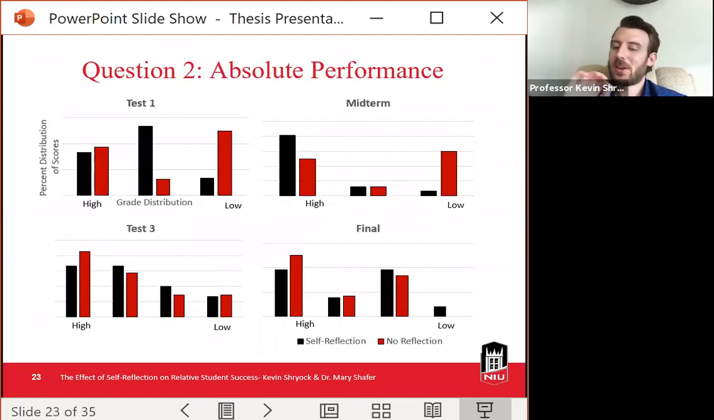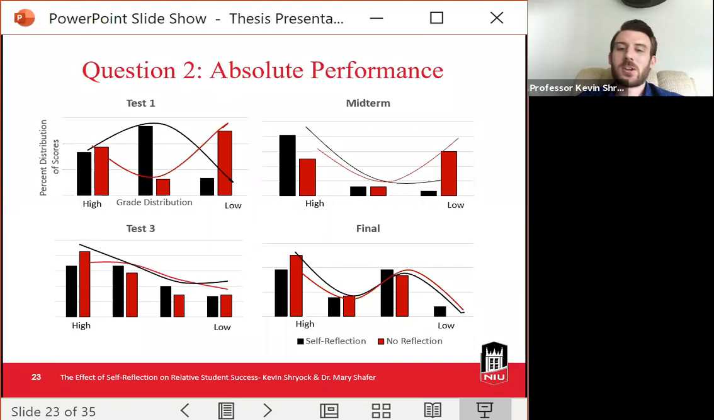Now, question 2, there's a bit of an eye chart, don't get discouraged from it. Which students would choose to participate? Might they be more or less mathematically adept, or would there be any distinguishing factors between those who chose in or out? To determine this, I compared the test scores by reflection option. The black bars here are the students who chose the self-reflection option, whereas the red bars are those who did not, and you can see that it goes through the 4 tests of the semester.